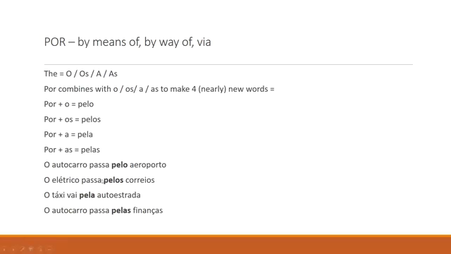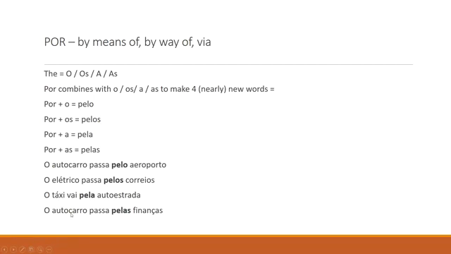So some examples here. I could say, o autocarro, remember the bus, passa pelo aeroporto. What I'm meaning is the bus goes via the airport on its way somewhere else. I could say, o elétrico passa pelos correios. Here, elétrico is a tram, and I'm saying it goes past the correios, past the post office, goes via the post office. I could say, o táxi vai pela autoestrada. The taxi goes along the highway, the motorway, goes via the highway or motorway.